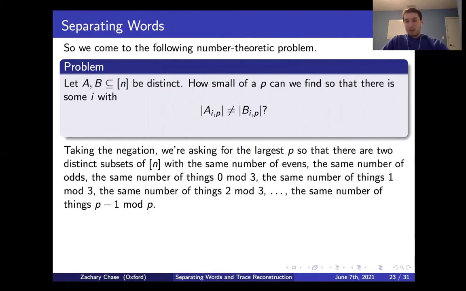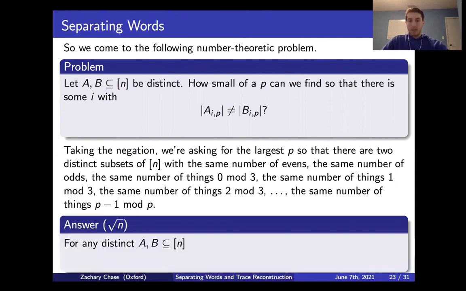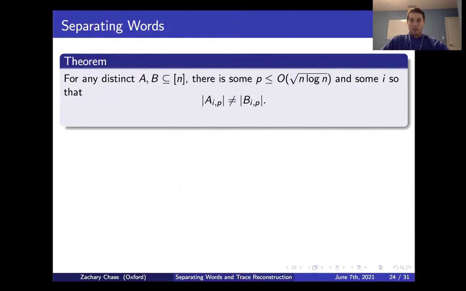So yeah, can we have two distinct sets with the same number of evens, odds, etc., all the way up to things that are p minus 1 mod p? And the answer is root n. So in other words, for any distinct subsets A and B of 1 through n, there are some prime p at most root n and some i, so that the number of things in A that are i mod p does not equal the number of things in B that are i mod p. So I'll give the precise form here. It's big O of root n log n, that's the upper bound.